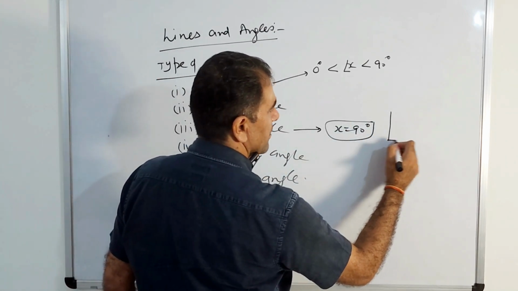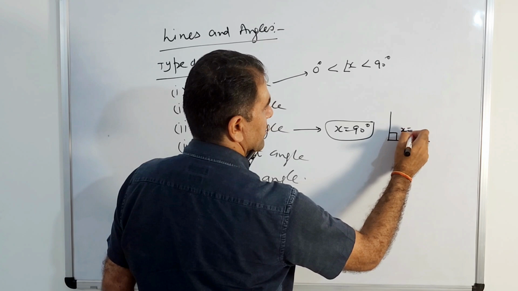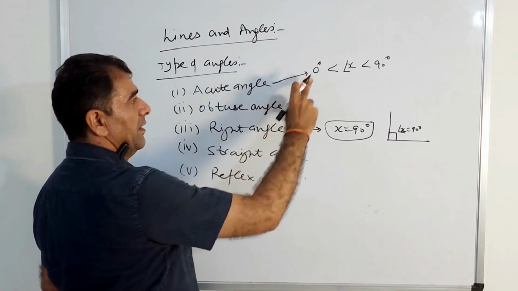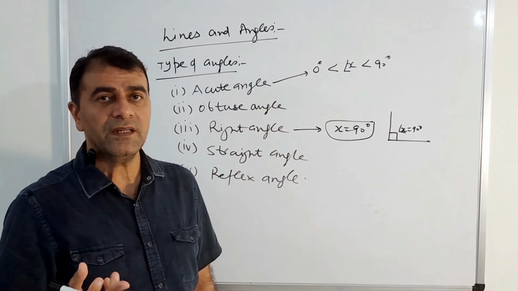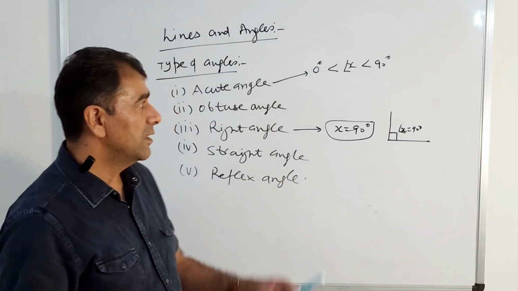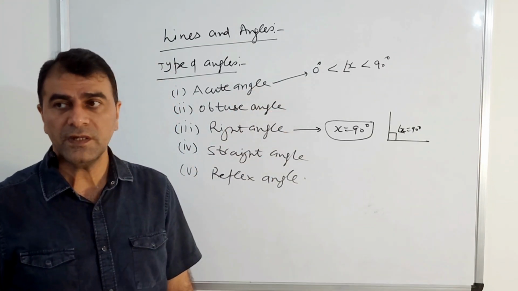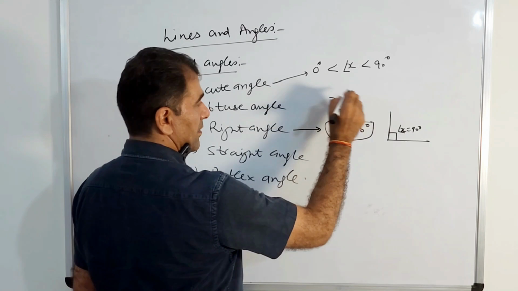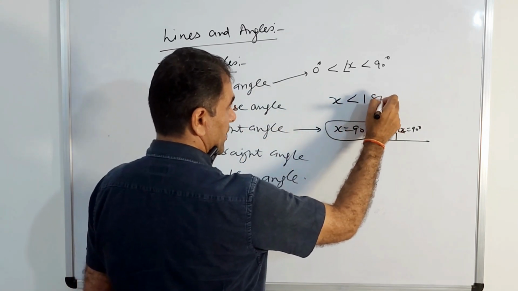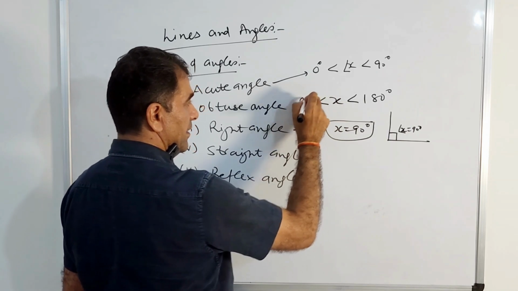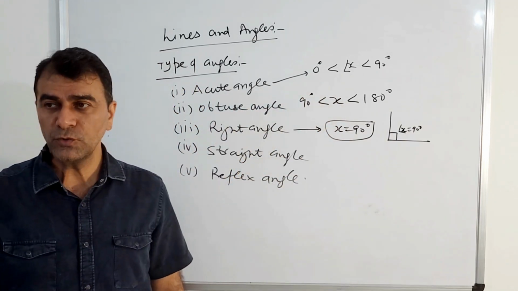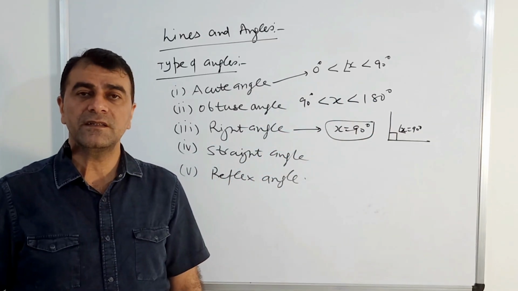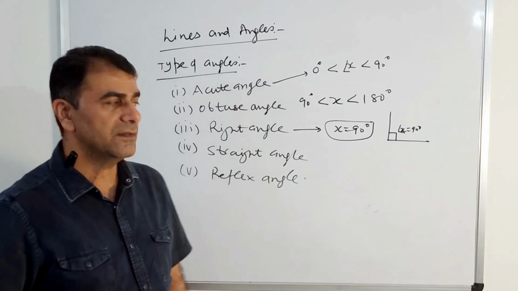So it is like this. This is x equal to 90 degrees, right? And less than 90, not equal to 90, and greater than 0 is called an acute angle. Then what is an obtuse angle? Any angle which is less than 180 degrees and greater than 90 degrees is called an obtuse angle. We will not include 90 and we will not include 180.